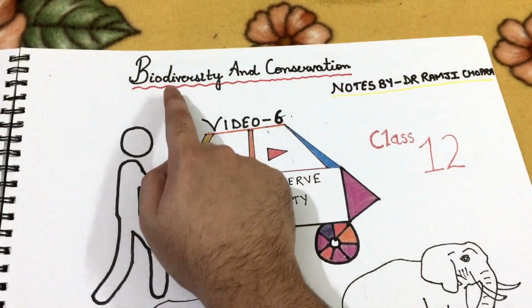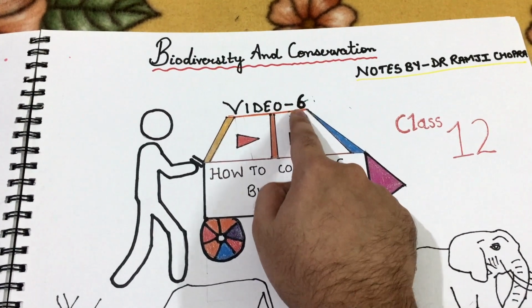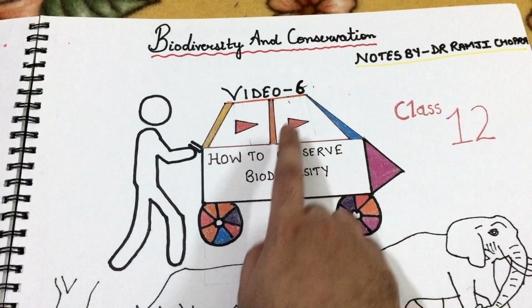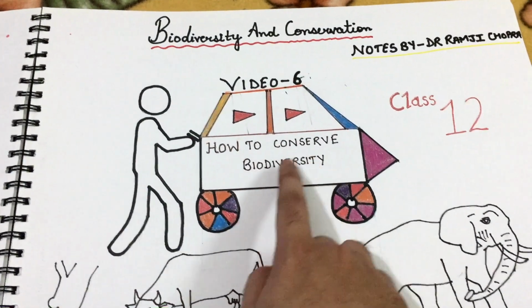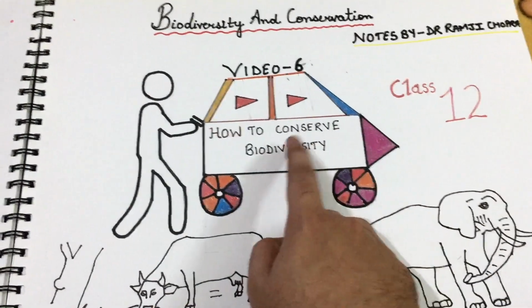Hello students, today we will do biodiversity and conservation video 6. This is the 6th video on biodiversity and conservation, and the topic of today is how to conserve biodiversity for class 12. So let's get started.